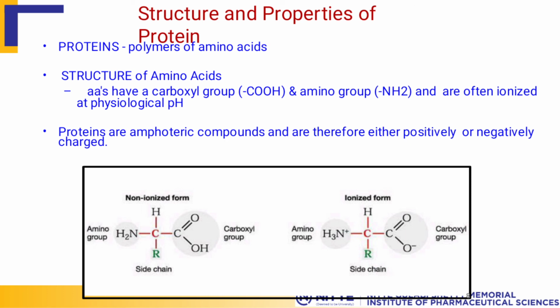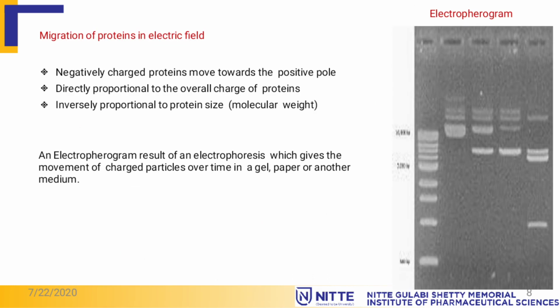So in that case, how does the separation happen? A negatively charged protein moves towards the positive pole, whereas a positively charged protein moves towards the negative pole, directly proportional to the overall charge of the protein and inversely proportional to the protein size, which we saw in the principle of electrophoresis. Now after the separation of the amino acids, you get an electropherogram. In this you can see the separation of the proteins that has happened.